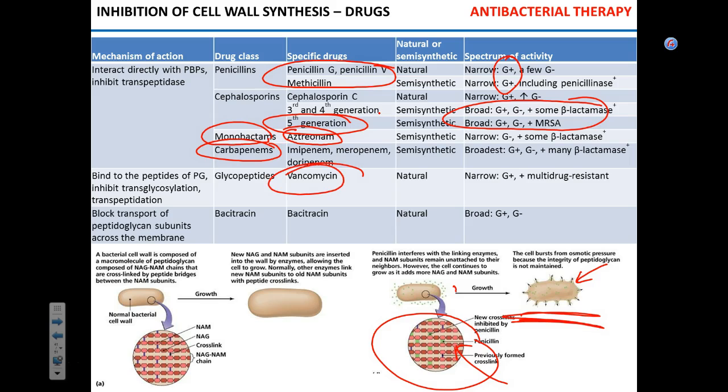Vancomycin, gram-positives, okay. Bacitracin, it's a broad spectrum. So, take-home message, what you have to know. Mechanisms: beta-lactams inhibit formation of peptide links between the carbohydrate chains. Vancomycin inhibits the formation of carbohydrate chains per se. Bacitracin inhibits the transport of building blocks of the cell wall from inside the cell to the cell wall.